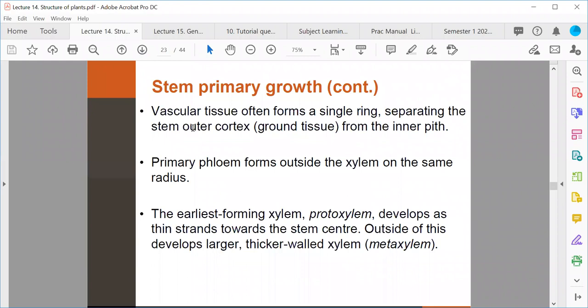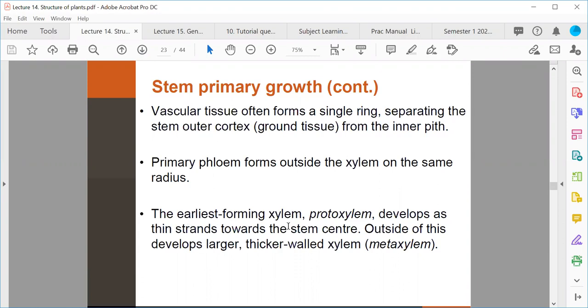All right, so let's recap. The vascular tissue often forms a single ring in dicots, and it separates the stem outer cortex from the inner pith cells. The phloem forms outside the xylem on the same radius within those vascular bundles.